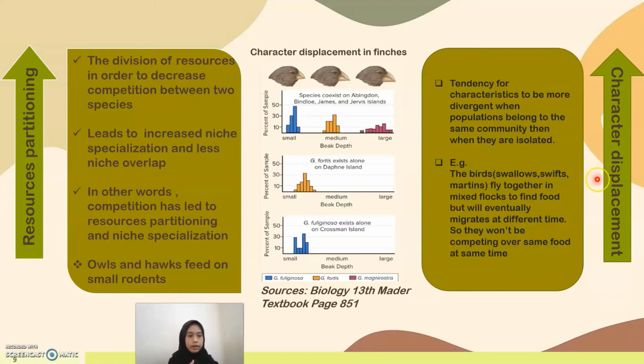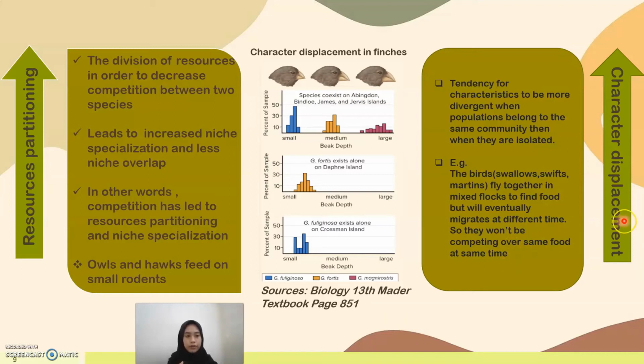Next is character displacement. Character displacement is the tendency for characteristics to be more divergent when populations belong to the same community than when they are isolated. For example, birds such as swallows, swifts, and martins fly together in mixed flocks to find food but will eventually migrate at different times, so they won't be competing over the same food at the same time.